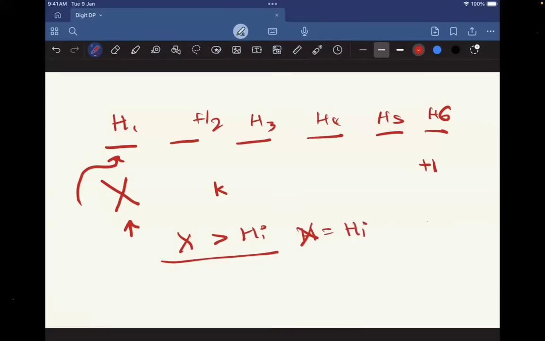Now, during these operations, you are allowed to do one special move. Okay, exactly one. You are allowed to set x is equal to x into k.